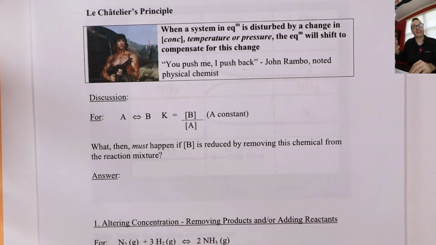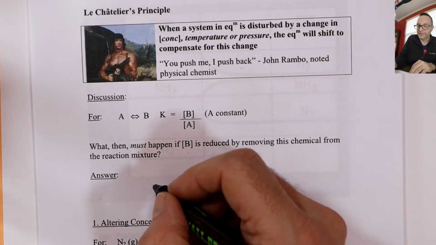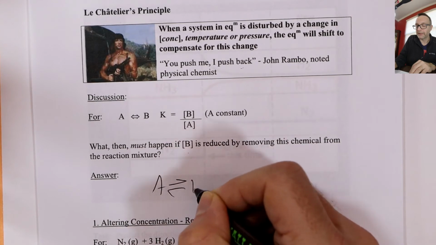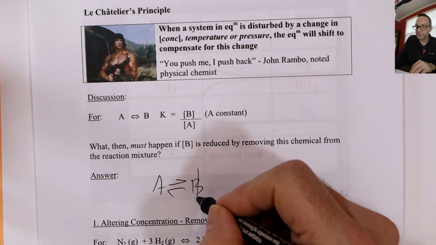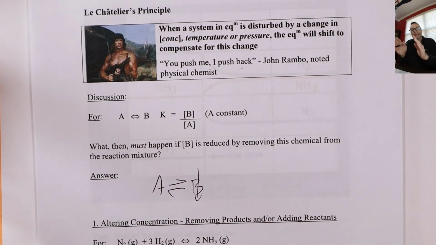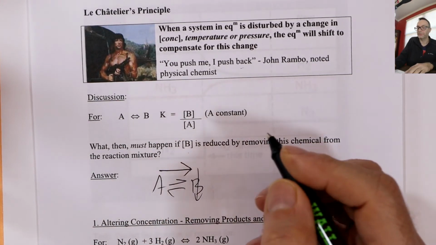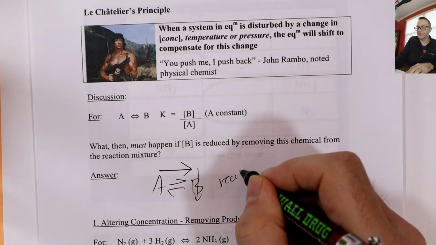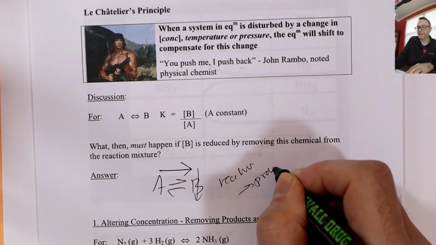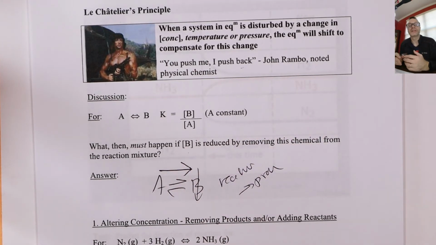Like I said, maybe it's condensed out. Maybe it forms a liquid at a lower temperature. So if A is in equilibrium with B, and I remove some B, that ratio of A to B has to be fixed. So some more A turns into B. Reactants turn into products, so we re-establish that value for K.